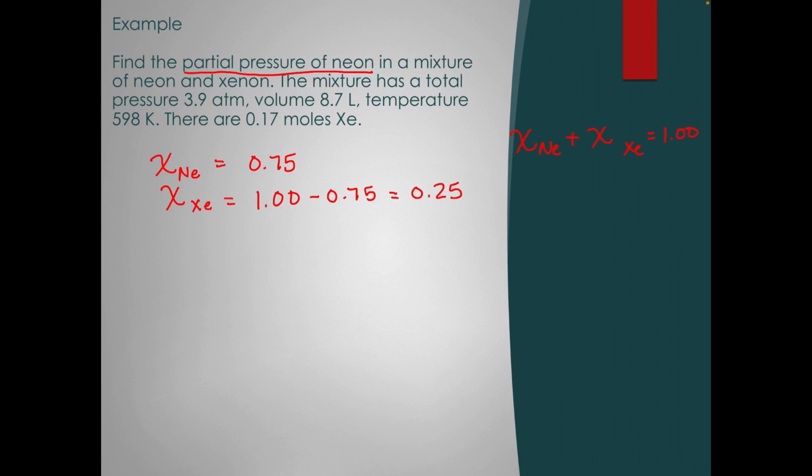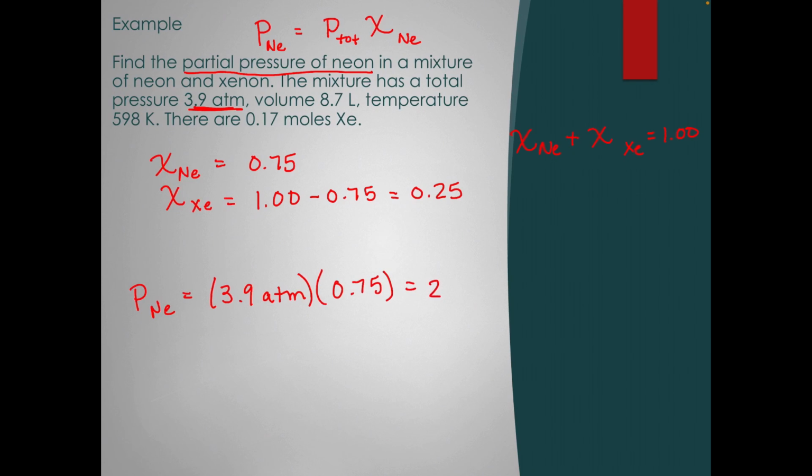So we're trying to find the partial pressure of neon. And if you'll remember from an earlier slide, we said that the partial pressure of a given gas is equal to the total pressure times the mole fraction of that gas. So we have our total pressure here. We solved for our mole fraction in an earlier problem, so we can use that to find the partial pressure of neon. So the partial pressure of neon here will be our total pressure, which is 3.9 atm, times our mole fraction of neon, which was 0.75. And if we multiply those out, we will get that the partial pressure of neon is 2.9 atm.